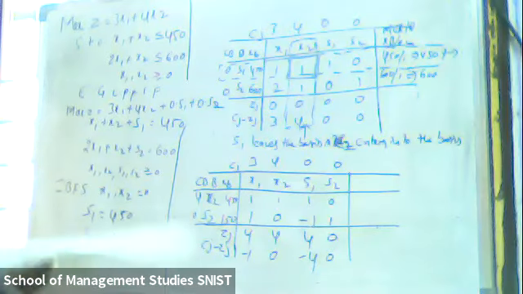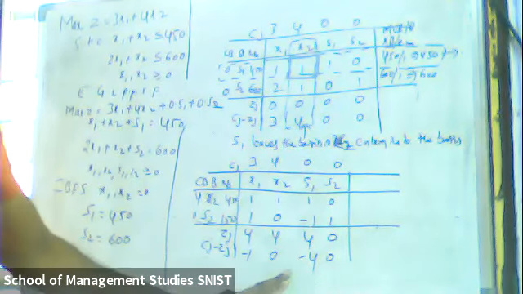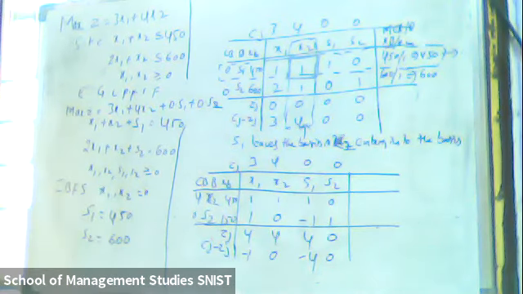What happened here? All the values are negative or zero. We did not get any positive value. So this solution is optimal. Do you have any doubts?